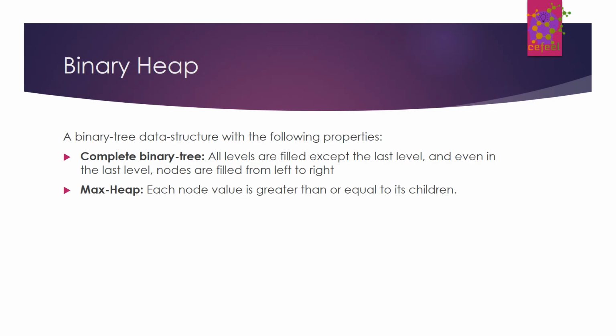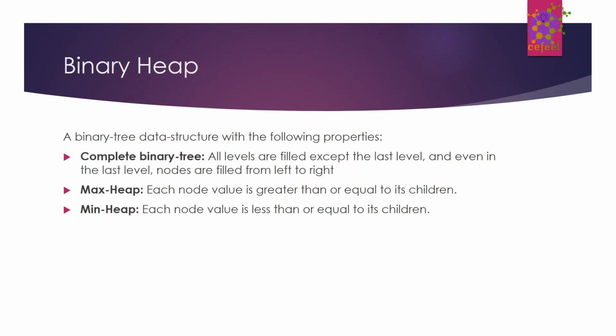The next important property is whether it's a max heap or a min heap. The second most important property is that if it's a max heap, each node will be greater than or equal to its children. And if it's a min heap, each node value is less than or equal to its children. So in summary there are two properties: it should be a complete binary tree, and the max heap or min heap property has to be satisfied.